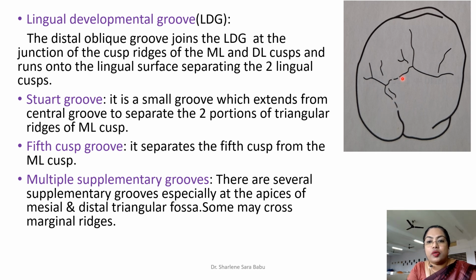The next is a Stewart groove. It is a small groove which extends from the central groove to separate the two portions of the triangular ridges of the mesiolingual cusp. Next is a fifth cusp groove. It separates the fifth cusp from the mesiolingual cusp. Next, the multiple supplementary grooves. There are several supplementary grooves, especially at the apexes of the mesial and the distal triangular fossa, and some may cross the marginal ridges.